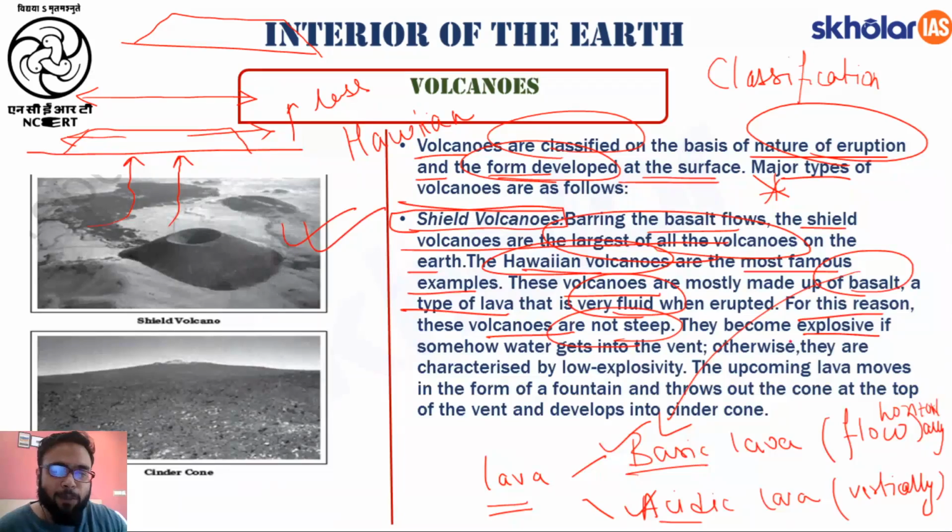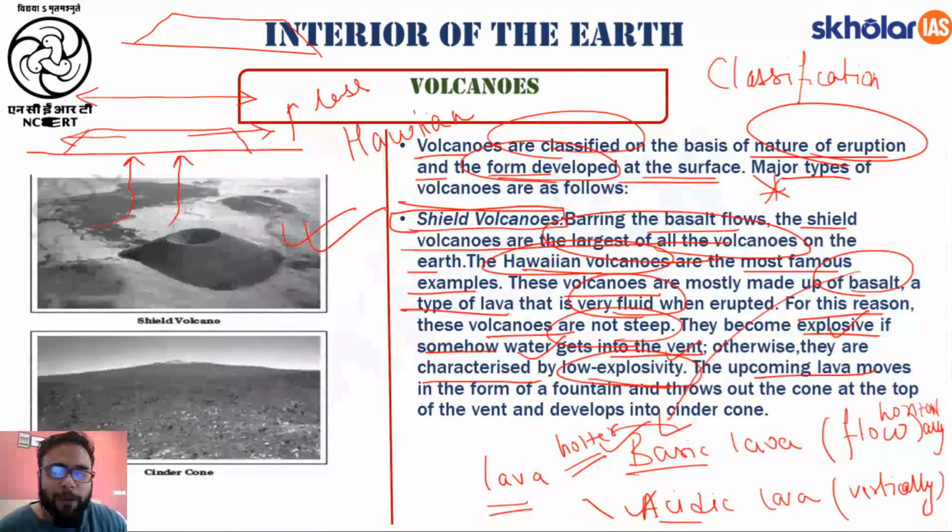They become explosive if somehow water gets into the vent. Always remember, yes, basic lava flows horizontally or is fluidic in nature, but it is also much hotter than your acidic lava. Fine. So they become explosive if somehow water gets into the vent. Otherwise, they are characterized by low explosivity.